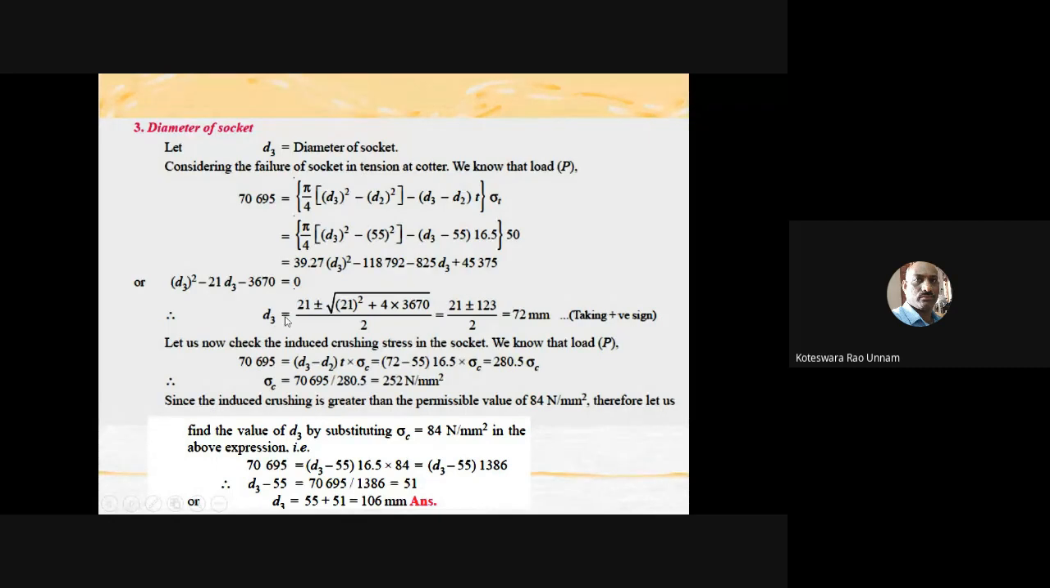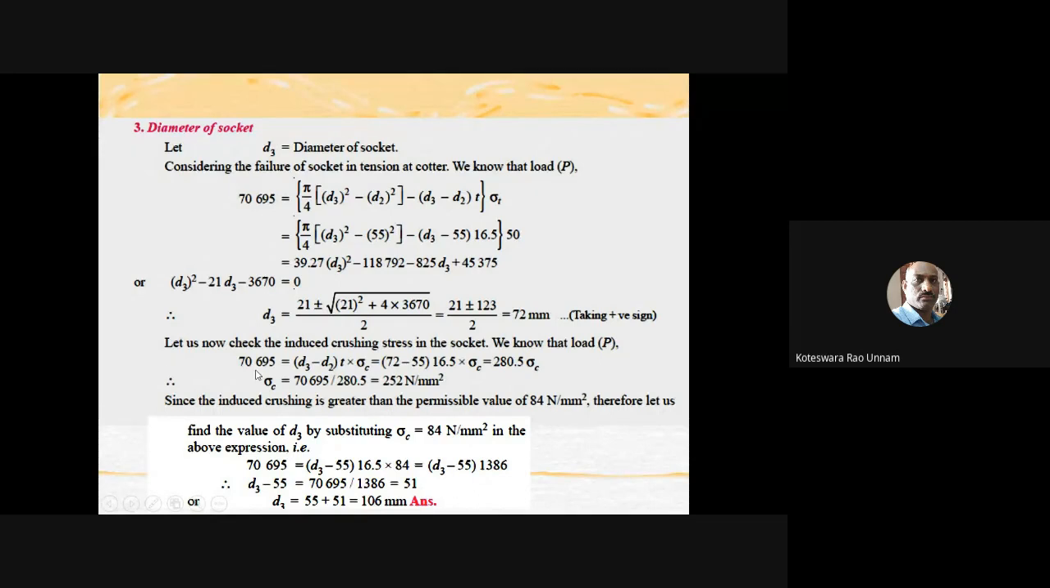But the only problem here is that you will get a quadratic equation for D3. If you solve the quadratic equation, you will get two values. One is positive, the other one is negative. Since you don't have a negative dimension, you have to consider only the positive dimension. So that comes out as 72 here.